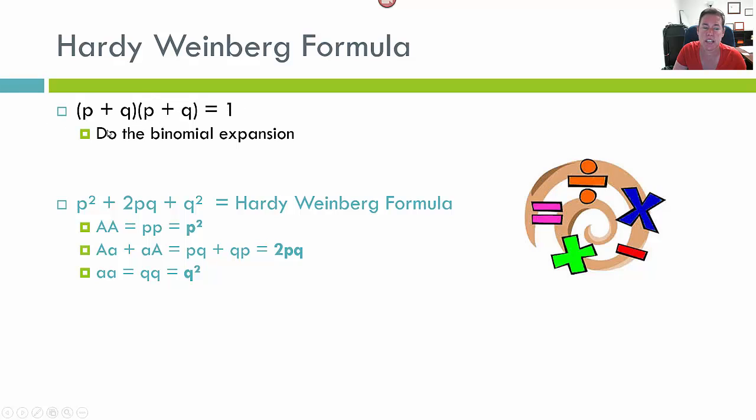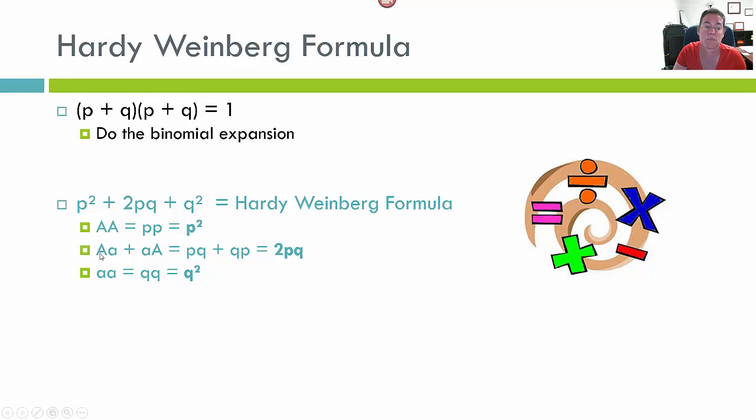We do something known as the binomial expansion. In all honesty, for this class, you don't need to know the mathematics behind the binomial expansion, but let me just show you a little bit. p squared. p equals A, as we said before. The frequency of A equals p. For people with the homozygous dominant genotype AA, they have two p alleles. p times p equals p squared.